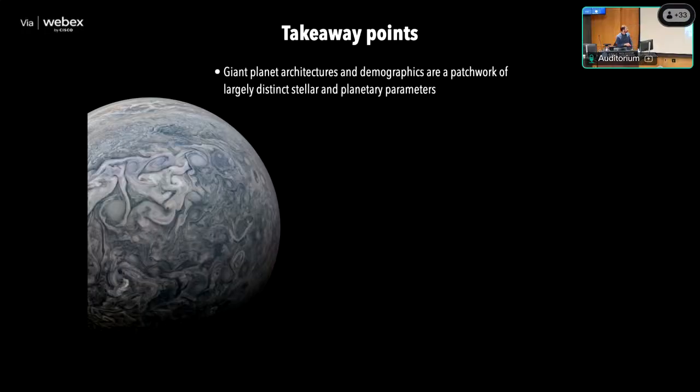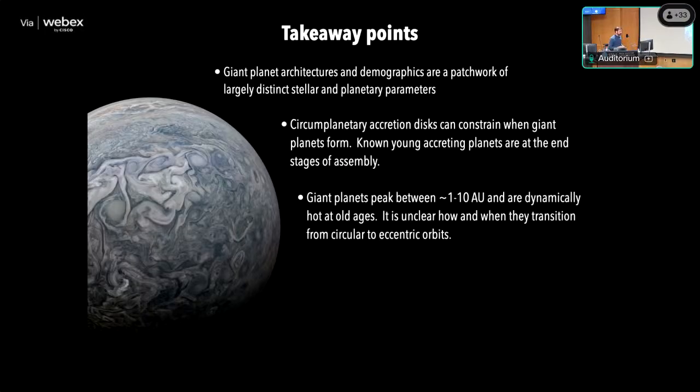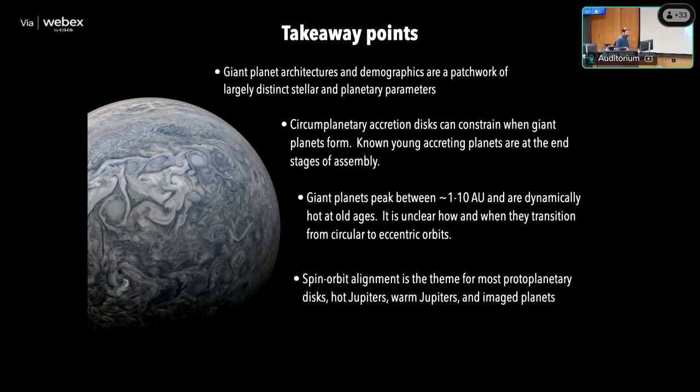OK, so I'll end here with some takeaway points. Giant planet architectures and demographics are really this patchwork of distinct stellar and planetary parameters. Circumplanetary accretion disks are beginning to tell us, I think, the outline of a story of when giant planets form, and at least some properties of their disks and how they might evolve. Giant planets appear to peak between this 1 to 10 AU range and are dynamically hot at older ages. So something is stirring up these planets over time.